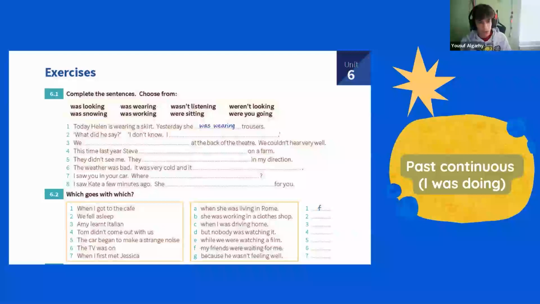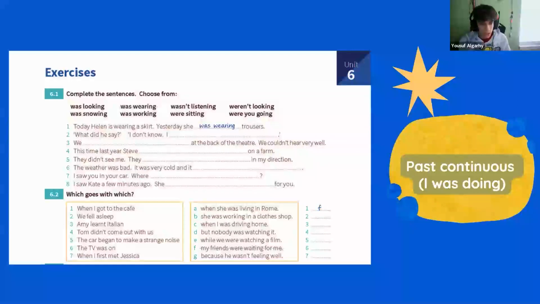Okay. Number 6, the weather was bad. It was very cold and it's blank. And it was snowing. Good. Number 7, I saw your car where blank. Or I saw you in your car where blank. Where were you going? Good.